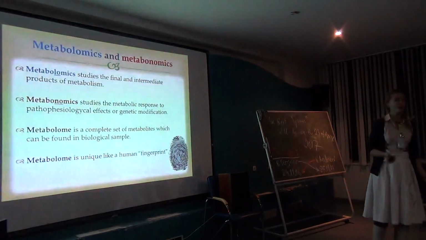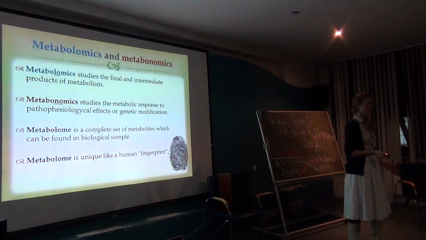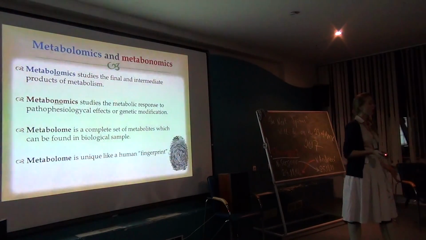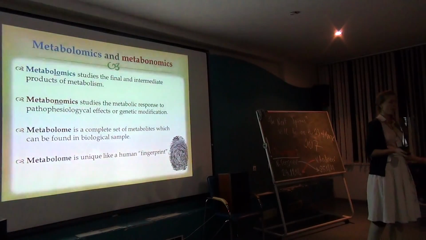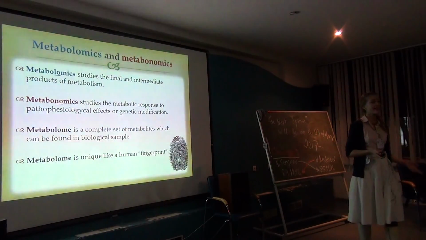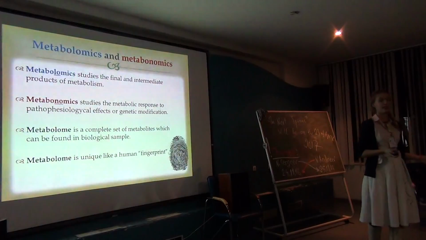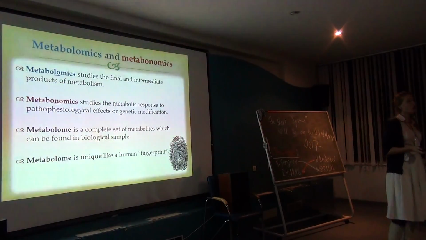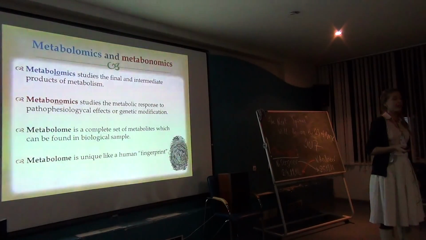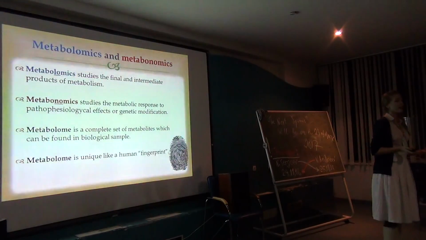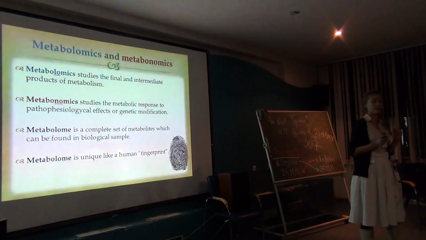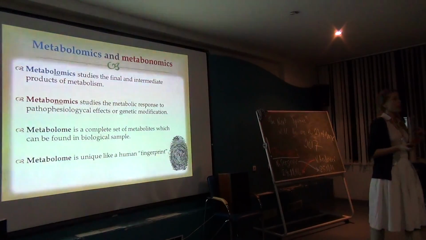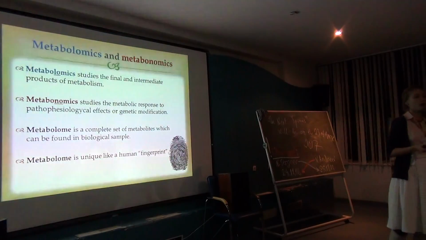Okay, first of all, I would like to start with definitions of some words: metabolomics and metabolome. Metabolomics studies the final and intermediate products of metabolism. Metabolomics studies the metabolic response to pathophysiological impact or genetic modification. It studies the metabolic changes. Metabolome is a complete set of metabolites which can be found in the biological sample.